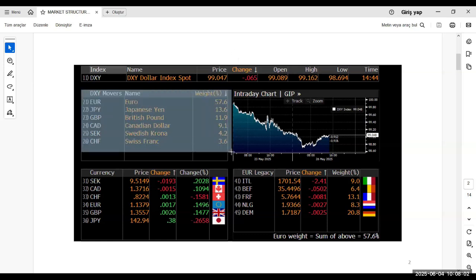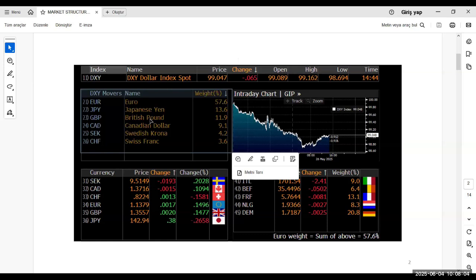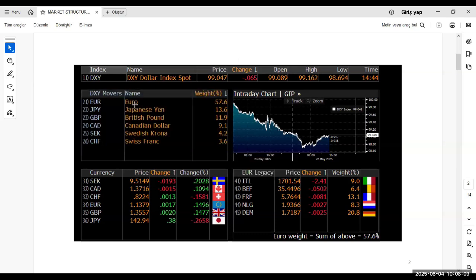Please look at this list. There are 6 major currencies in the dollar spot basket: Euro, Japanese yen, Great British pound, Canadian dollar, Swedish krona, and Swiss franc. These are the 6 reserve currencies all around the world, and countries' central banks hold this money as a reserve currency. What do we mean by reserve currency?